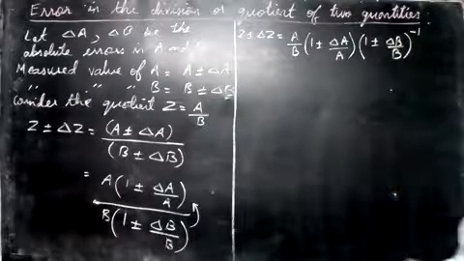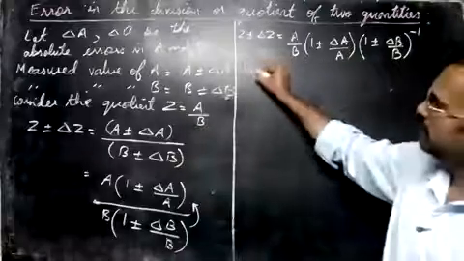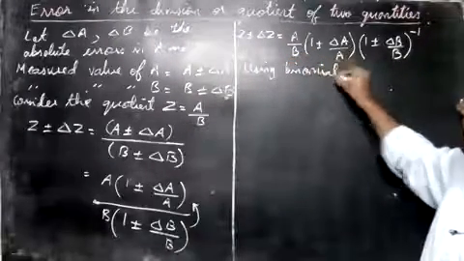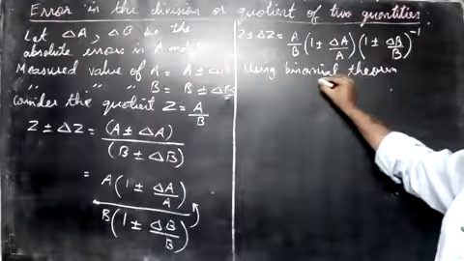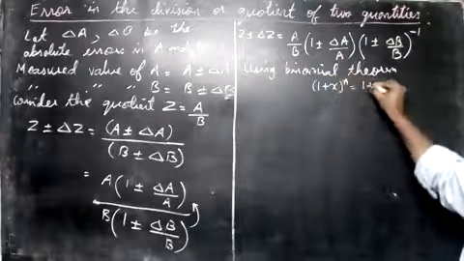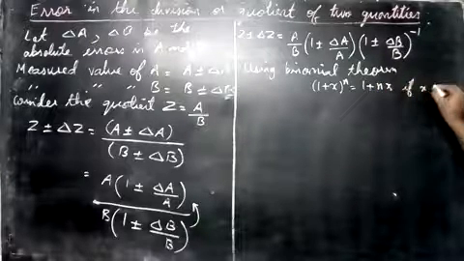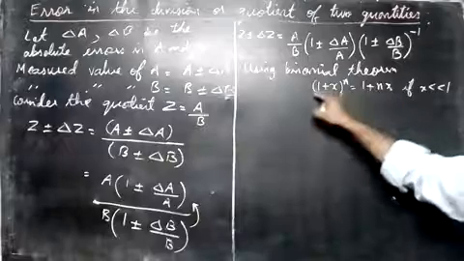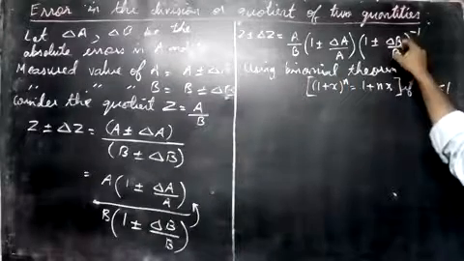Now we have a theorem called the binomial theorem, so let's use it here. It states that (1 plus x) to the power n is equal to 1 plus nx. This happens if x is very much smaller than 1, a small number. This formula we're going to use here.